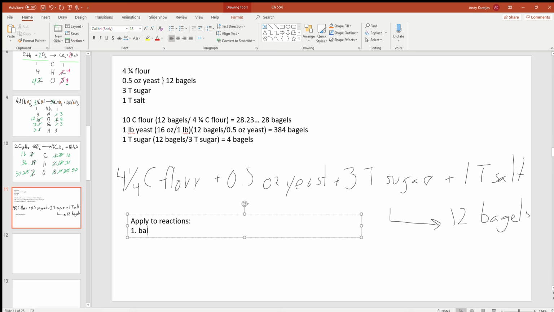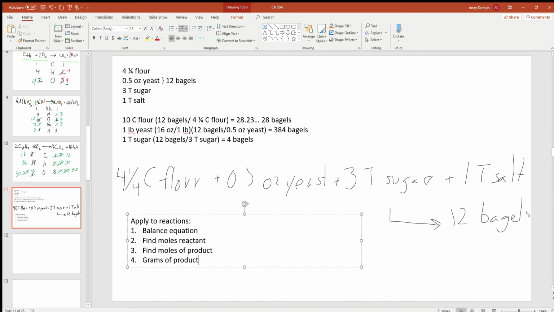First, always balance the equation. Second, find the moles of the reactant. You'll use those moles of the reactant to find moles of product. And then you can convert that to grams of product.